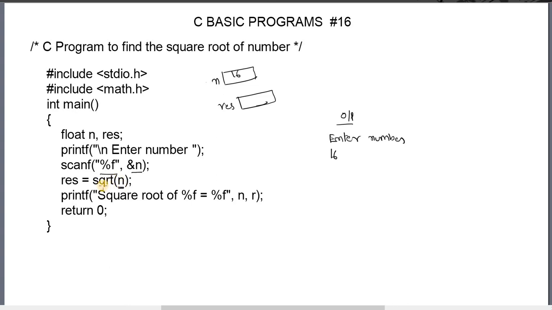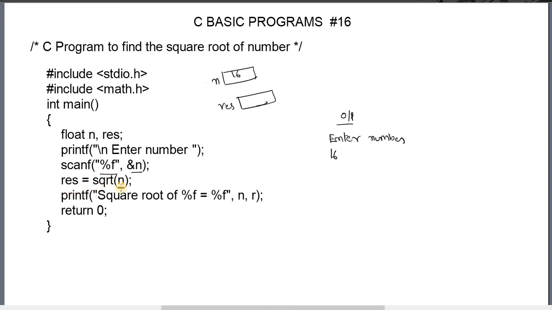This function will take the value which is given here. n is the input value for square root, and the sqrt function will return the square root of our given value. The variable res will get that result. The sqrt is the actual function which is there in math.h. This n value will be passed to that function. The result will come from that function, and res will get that answer.